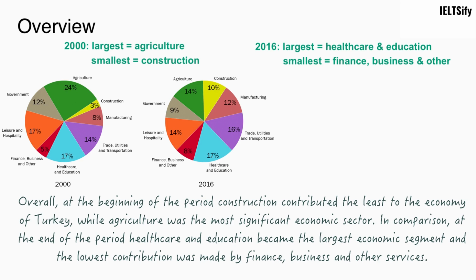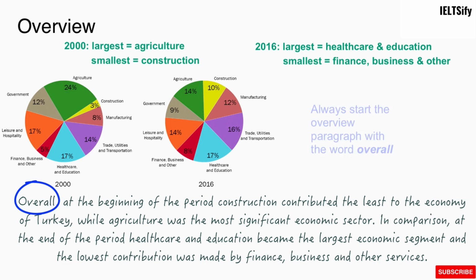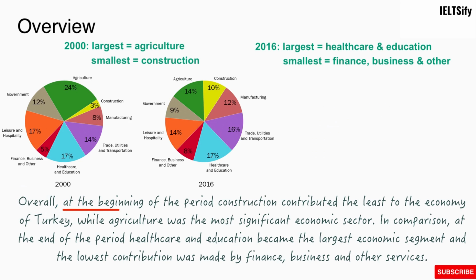You can see that the first word I use is the word overall. Always start the overview paragraph with the word overall. This word serves as an indicator, which tells the examiner that you start writing the overview paragraph. At the beginning of the period is just an equivalent way of saying in the year 2000.